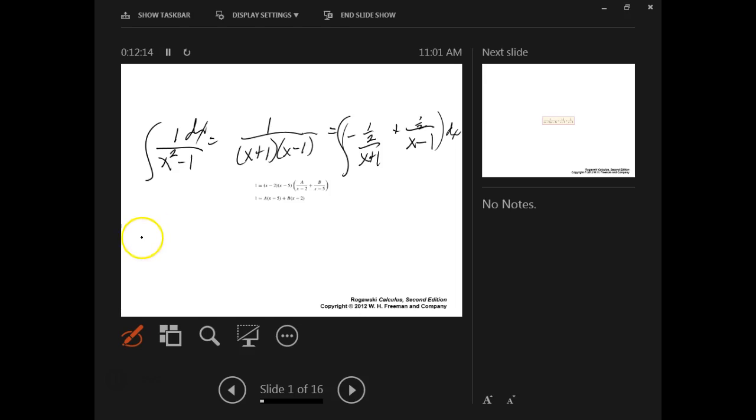Let's break this down a little. It'll be minus 1 half times the integral of dx over x plus 1, plus 1 half times the integral of dx over x minus 1. Can you do these two? What will this be?